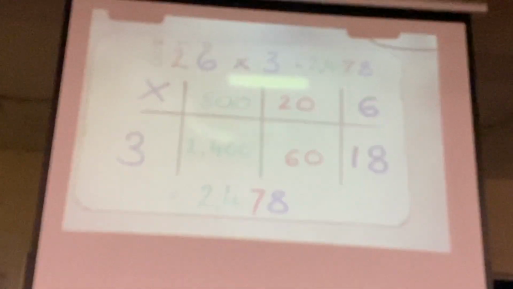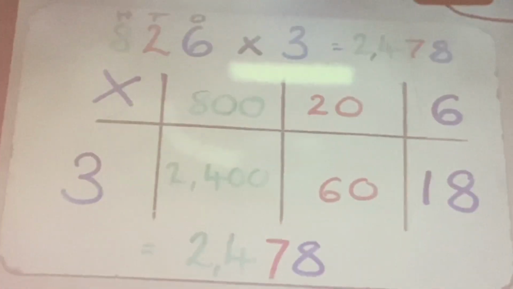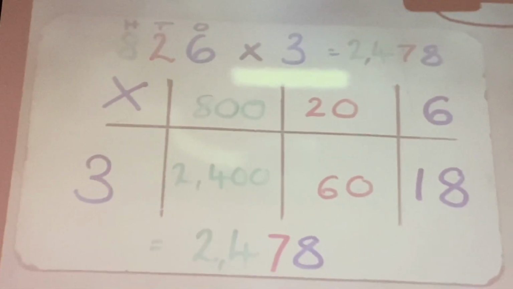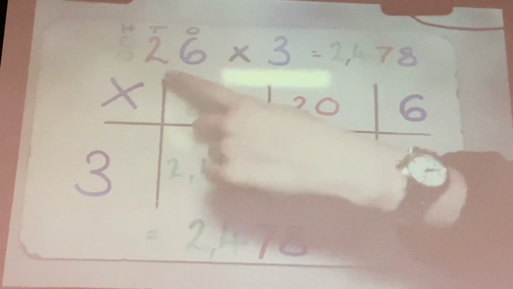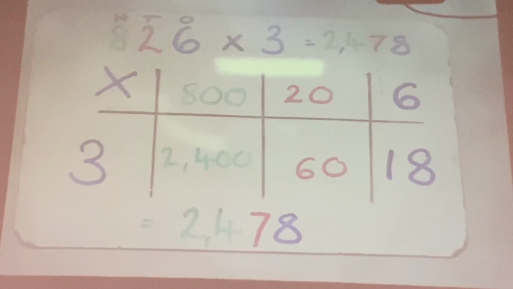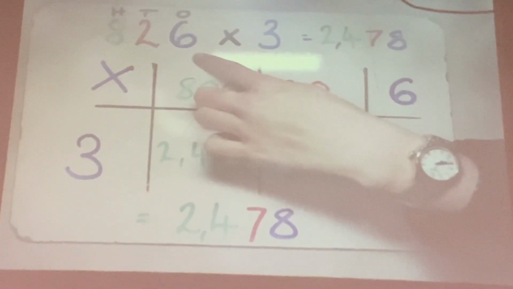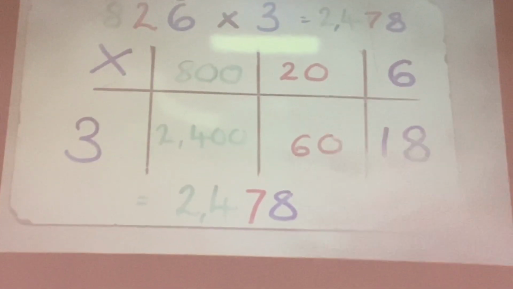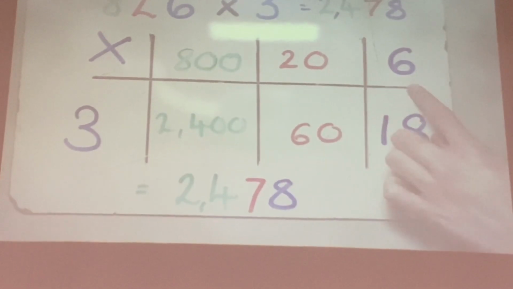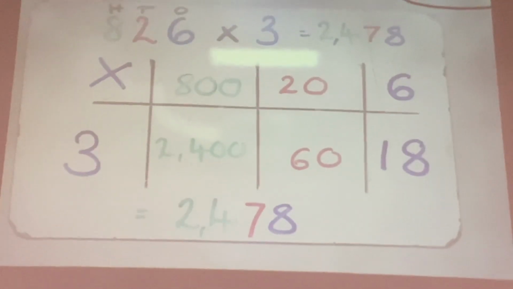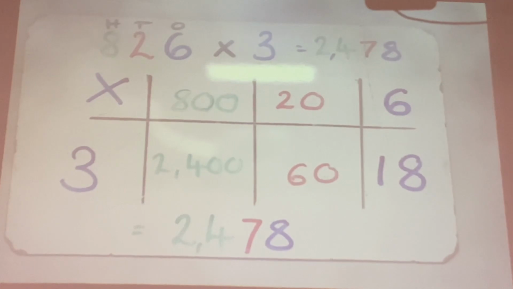Multiplication in Year 4, we would start off with the grid method. What we would expect the children to do, the question here is 826 times 3. So they need to be able to partition 826 to help them. So it's 800, 20 and 6. And with multiplication, just like with addition and subtraction, you always start with your ones.